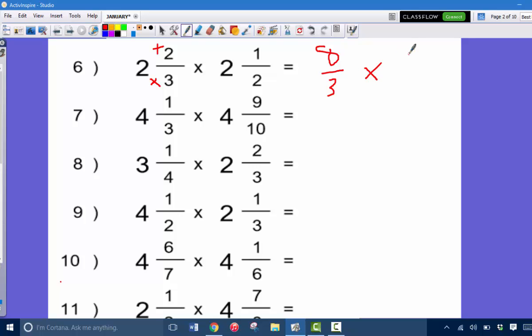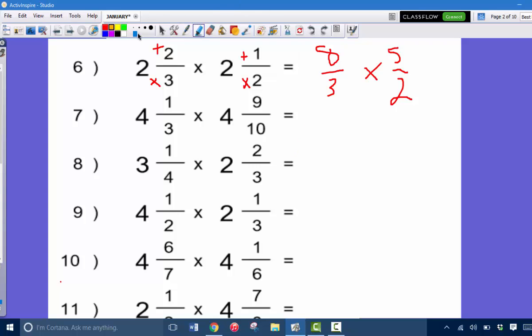We're going to do the same thing to the next mixed number that we have. We multiply the whole number by the denominator. So I have 2 times 2, which is 4, plus 1 is 5. Keep that same bottom number. So this is where we are now, okay?